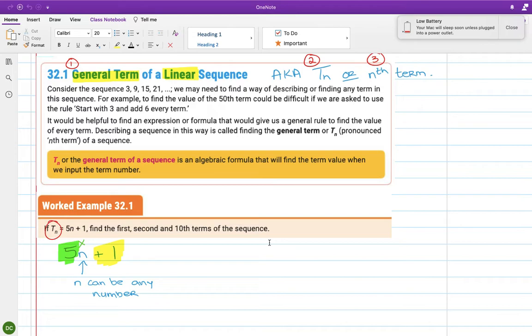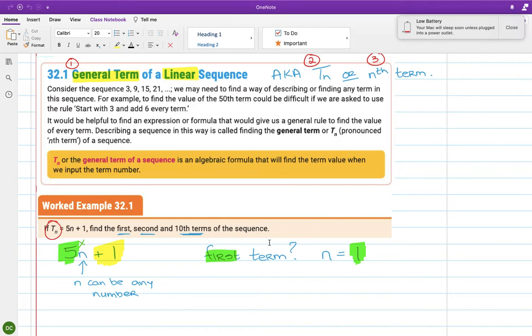Okay, so that's the general term, that's the rule that's going to give us any term in this particular sequence. So what did they ask us for? They asked us to find the first, second, and 10th terms of this sequence. If you want to find the first term, then you have to make n be 1, because the first term would be where n is 1. If you wanted the 2000th term, then n would be 2000.